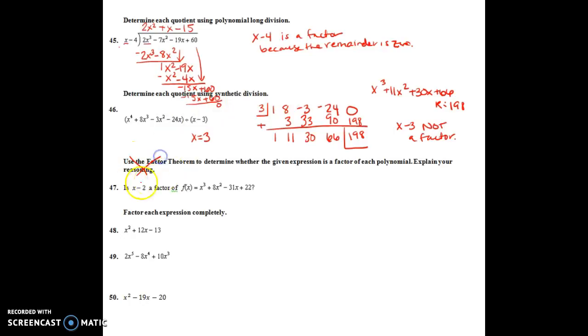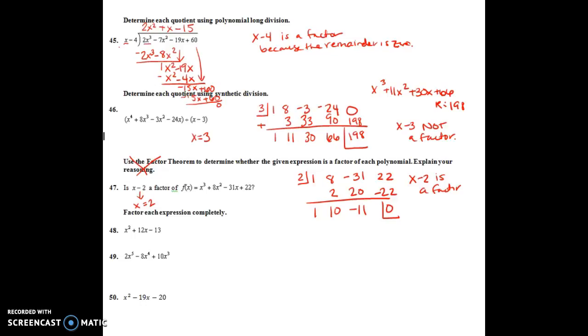47, basically we're just going to use any method that we want to figure out if it's a factor. I personally like synthetic division, so my x-intercept is 2. And so I'm just going to repeat that one more time: 1, 8, negative 31, and 22. Bring down the first one, multiply, add, multiply, add, multiply, and add. And then you find out that your remainder is 0, so yes, x minus 2 is a factor.